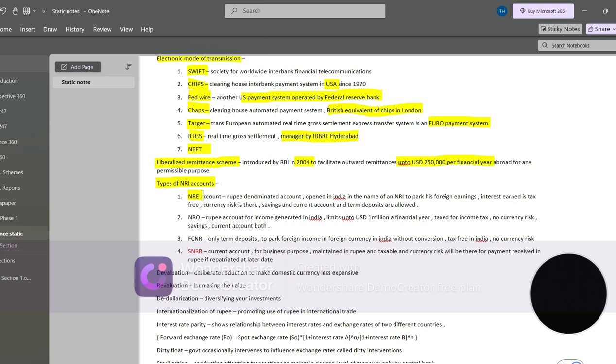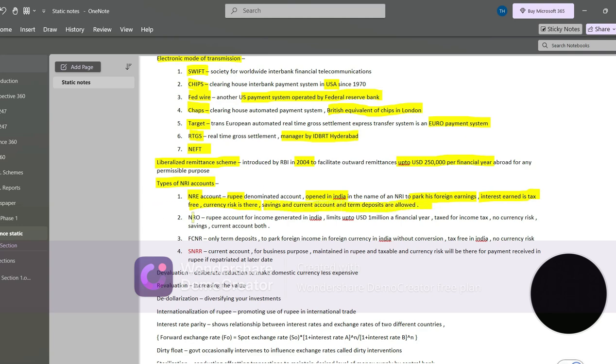First is the NRE account. It is a rupee denominated account. It is opened in India in the name of an NRI to park his foreign earnings. Interest earned is tax free. Currency risk is definitely there. And savings and current accounts and term deposits are all allowed.